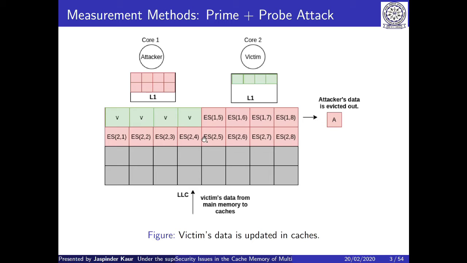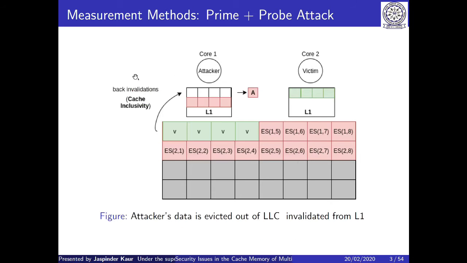Also, if we remove some blocks from the last level cache, then to maintain the inclusive property of the cache hierarchy, we have to send an invalidation message from the last level cache to the L1 cache to remove this block from the L1 also. So ultimately, the blocks which we remove from the last level cache, the same blocks we have to remove from the L1 cache also to maintain the inclusive property. This is what I have explained for the prime probe attack.